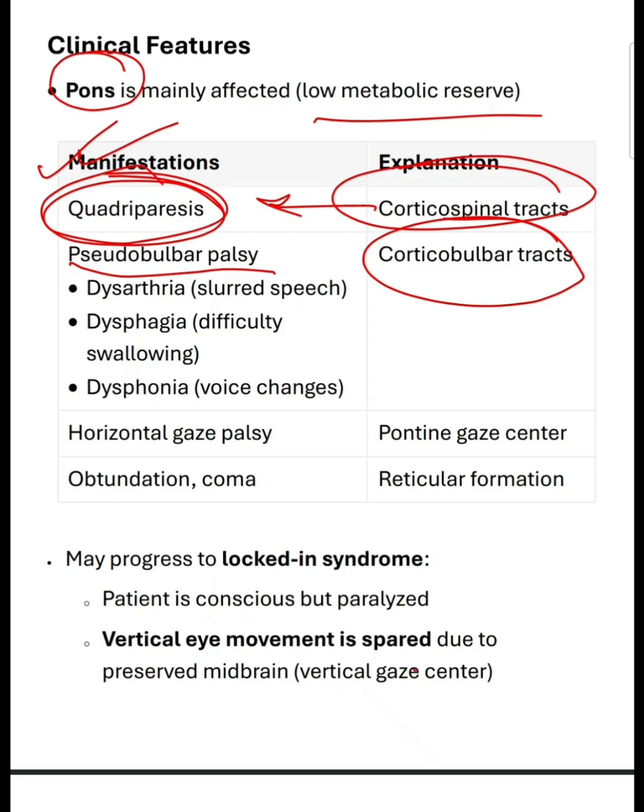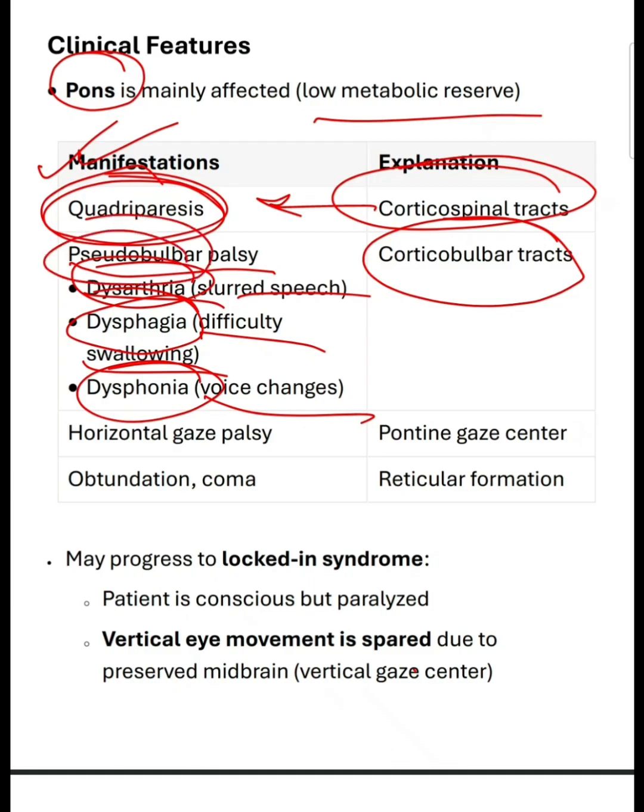And now the corticobulbar tracts, when these upper motor neurons are affected, the cranial nerve nuclei, especially cranial nerves 9, 10, 11, 12, will supply the tongue, pharynx, muscles in that region. So if the corticobulbar tract is affected, you can imagine that the patient will have difficulty in talking, so slurred speech or dysarthria, difficulty in swallowing, dysphagia, and voice change, so dysphonia.